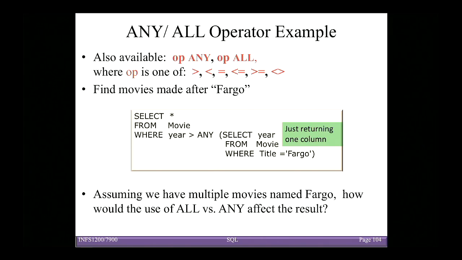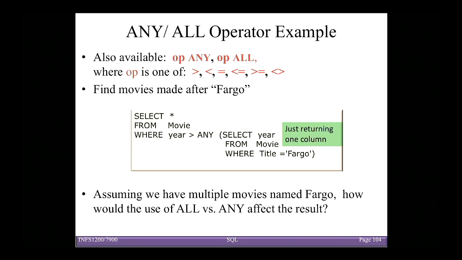Okay, so "not in" is one operator that you can use. The other operator you can use is any and all. Let's say you want to find movies that were made after Fargo. You can have an inner query that says, select year from movie where title equals Fargo. That gives you a set of values of the years of the Fargos. If there's only one movie Fargo, you're going to get one value here. If there's more than one, you're going to get multiple values here.